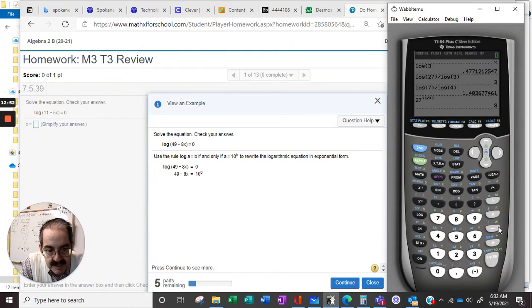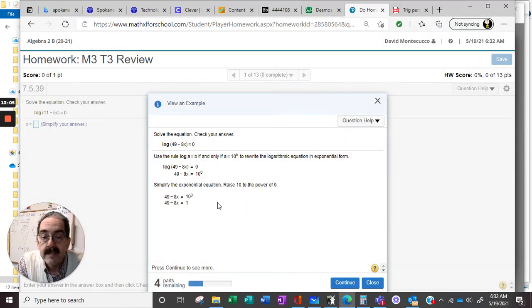So look at our calculator. What's the opposite of plus? Minus. What's the opposite of multiply? Divide. What's the opposite of squared? Square root. What's the opposite of log? 10 to the x. Okay? So then 10 to the 0 is 1.